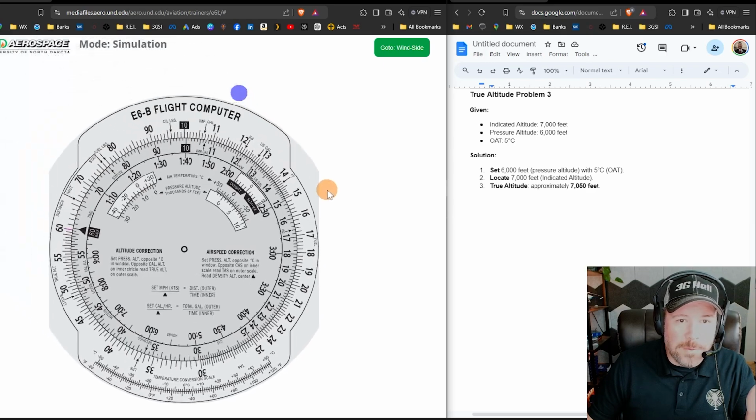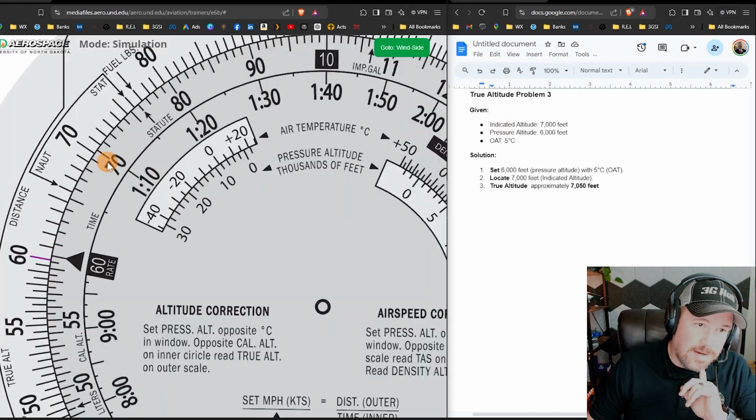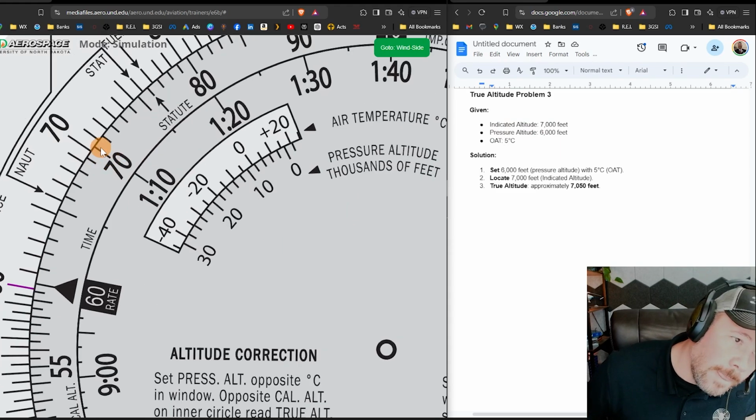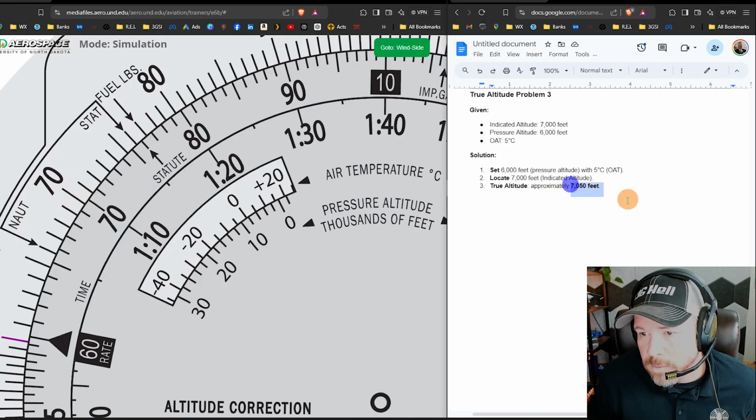Now I'm going to zoom that out a little bit. And now we need to say indicated altitude of 7,000 feet. So we're going to go over here to 7,000. And let's figure out. So 7,000, 8,000, so 7,500, 7,100. So half of 100, let's call it 7,050. We'll call that. Oh, look at that.